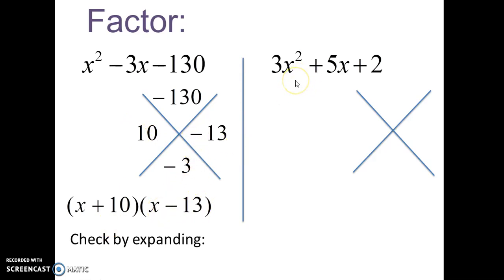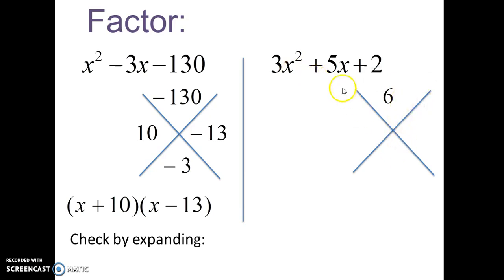Now let's look at this one. In this case, a is not 1. Look, it's a 3, but we still follow the same rule. On the top, we have to do a times c, so 3 times 2. Right? Don't forget to multiply. We're kind of used to not multiplying because a was a 1 before. But now, 3 times 2, 6.